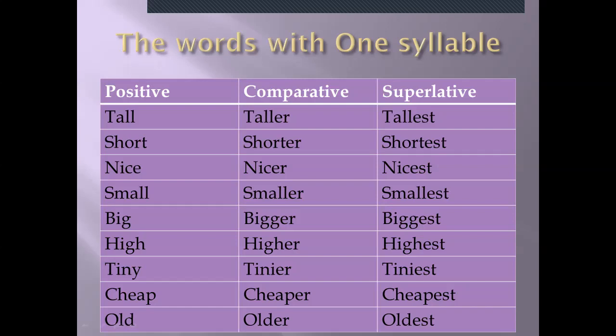First one, tall, taller, tallest. Short, shorter, shortest. Nice, nicer, nicest. Small, smaller, smallest. Big, bigger, biggest. High, higher, highest. Tiny, tinier, tiniest. Cheap, cheaper, cheapest. Old, older, oldest. Here we can observe one thing. By adding er to the positive, we are forming comparative degree, and by adding est to the positive, we are forming superlative degree.